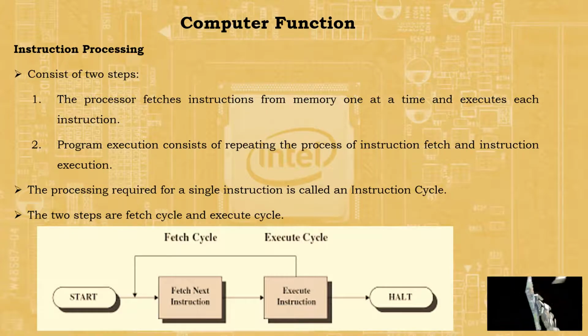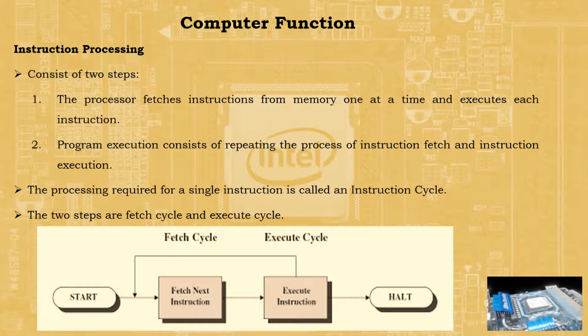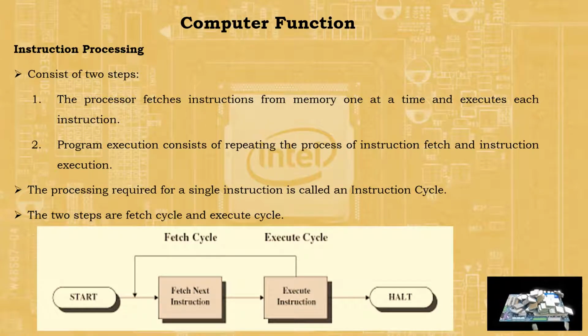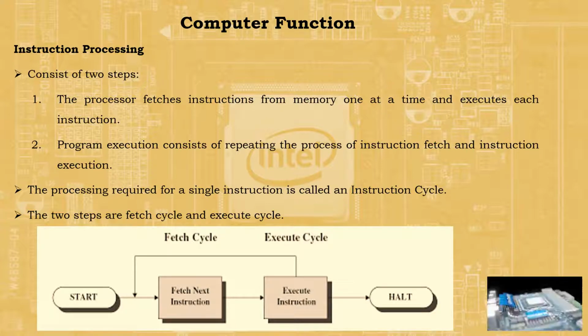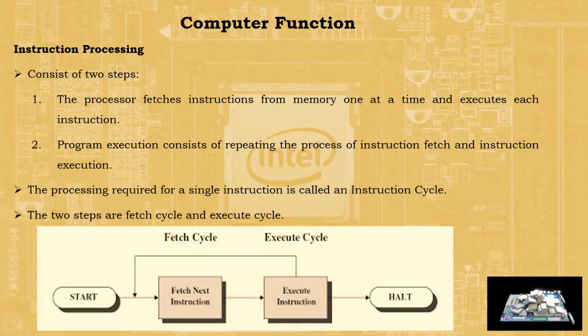Instruction processing consists of two steps. The processor fetches instructions from the memory one at a time and executes each instruction. The program execution continues by repeating the process of instruction fetch and instruction execution. The processing required for a single instruction is called the instruction cycle. The two steps are the fetch cycle and the execute cycle.